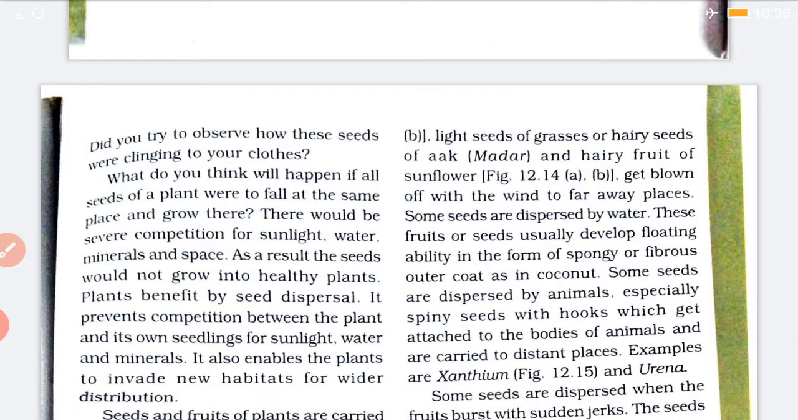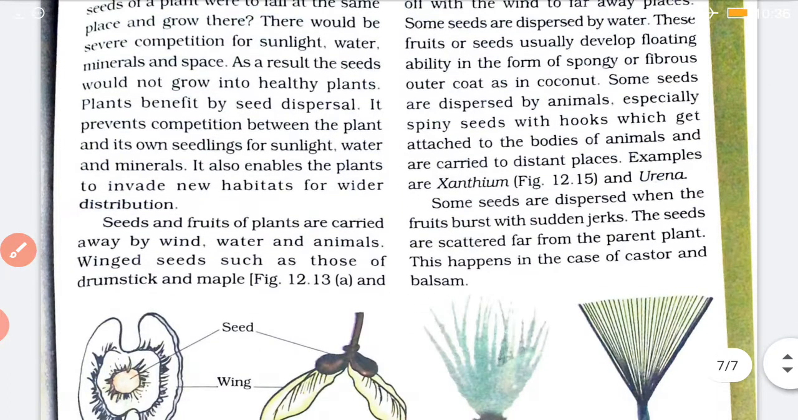Now, some seeds are dispersed by water. So if they have to be carried by water, what will happen? Again, they have to be light in weight. So the example is coconut. Then some seeds are dispersed by animals. So if they are carried by animals, they have to stick on the body of the animals, so they are having spines or hooks. उनमें कांटा रहता है, like your xanthium. And when they stick to the body of the animals, they are carried to different places.